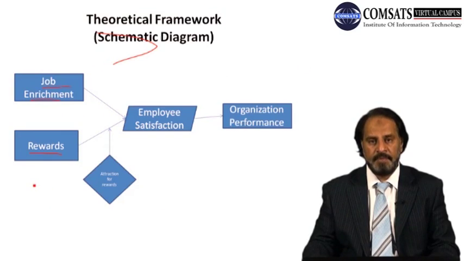Now this becomes much simpler to work with, and as you can see, here we are saying job enrichment and rewards lead to employee satisfaction, which is then converted into organization performance. And we are then saying that the rewards' effect on conversion to satisfaction is only possible for the individuals who basically have attraction for the rewards. For the people who don't have attraction for the rewards, the satisfaction is not there.